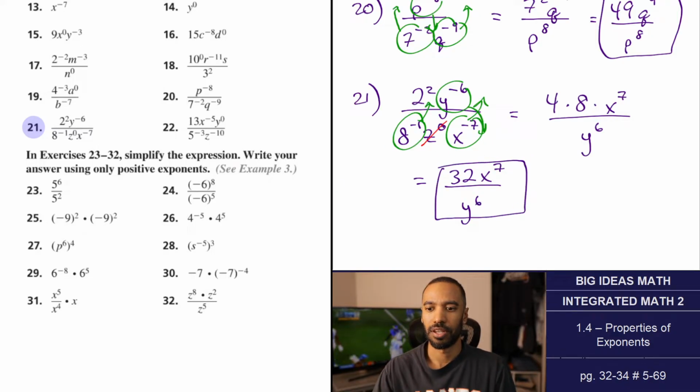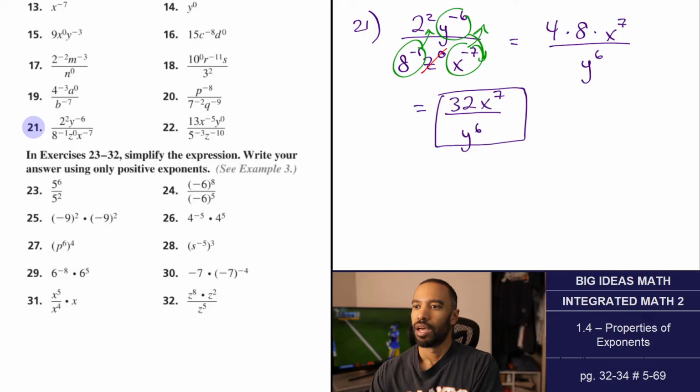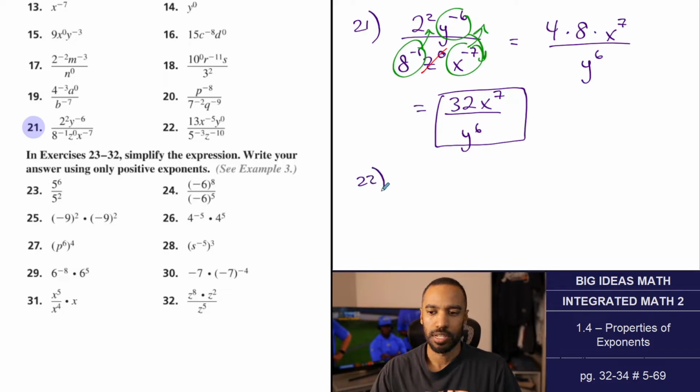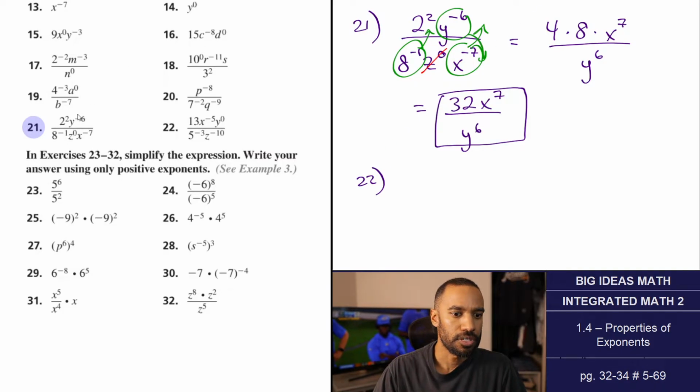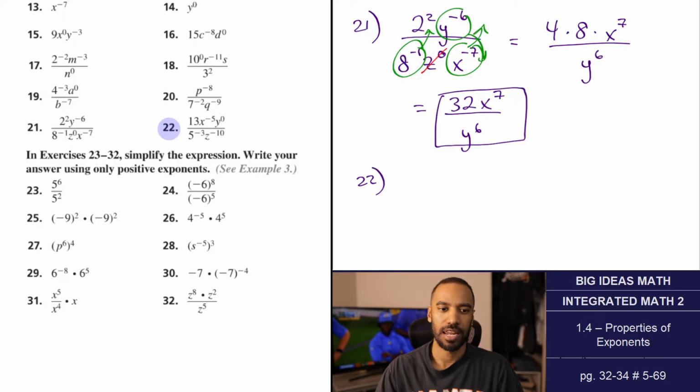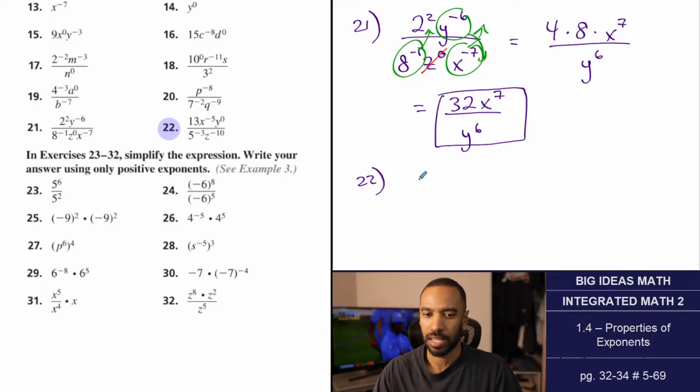No more z's. There never were any, right? And lastly, number 22: 13 x to the negative 5th y to the 0 over 5 to the negative 3rd z to the negative 10th.